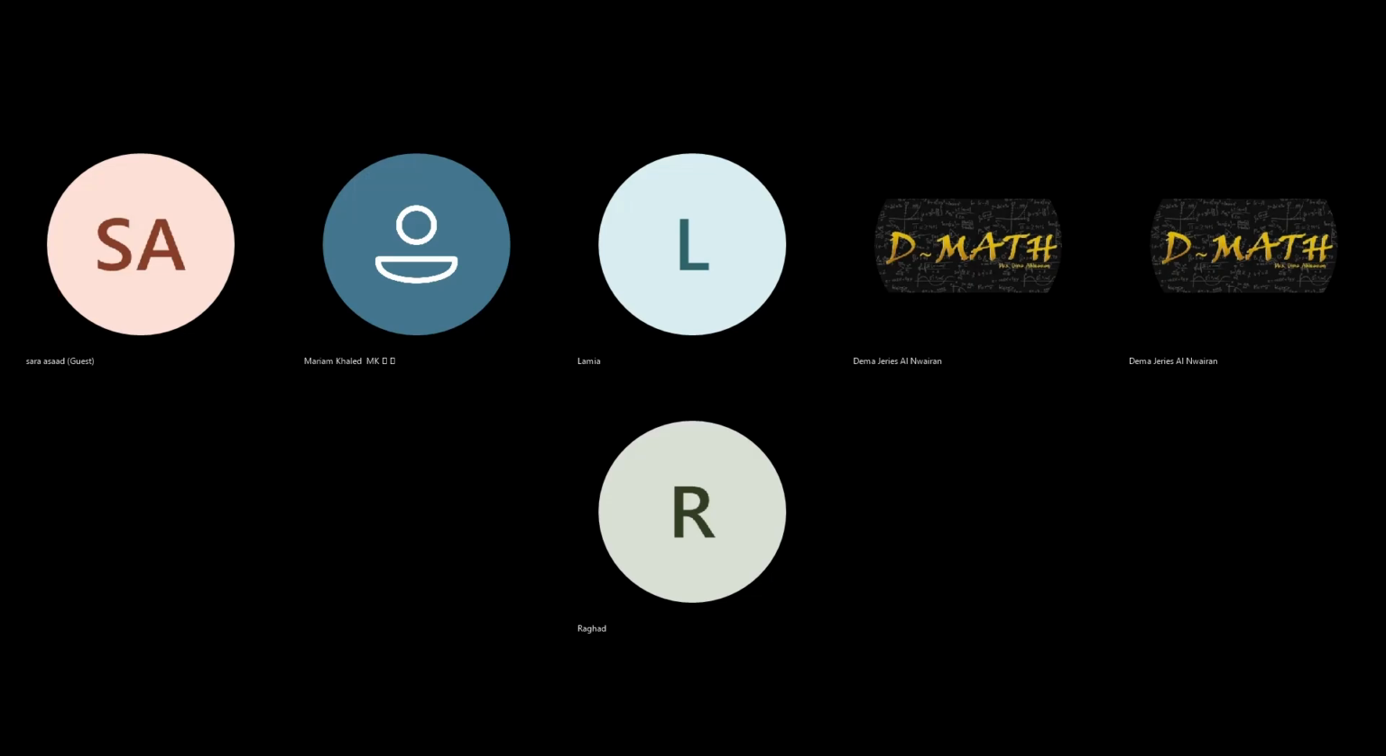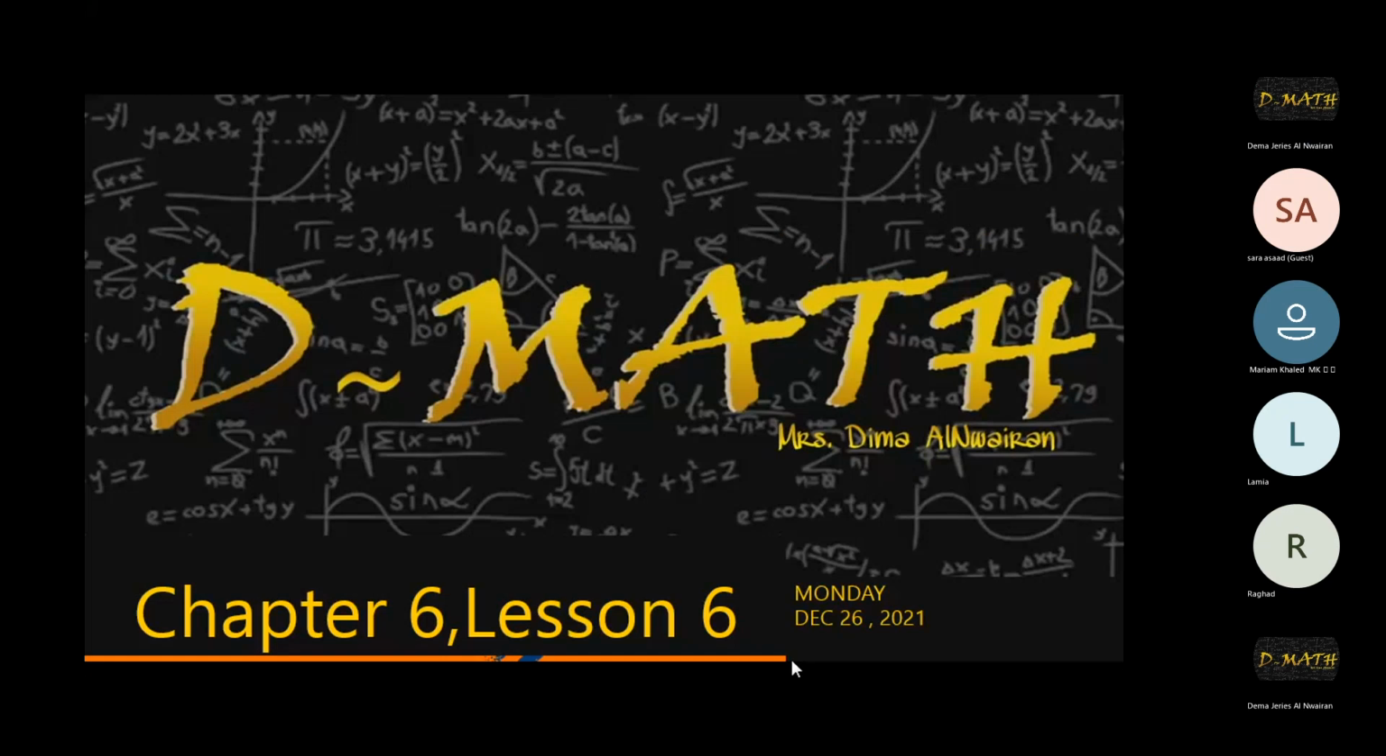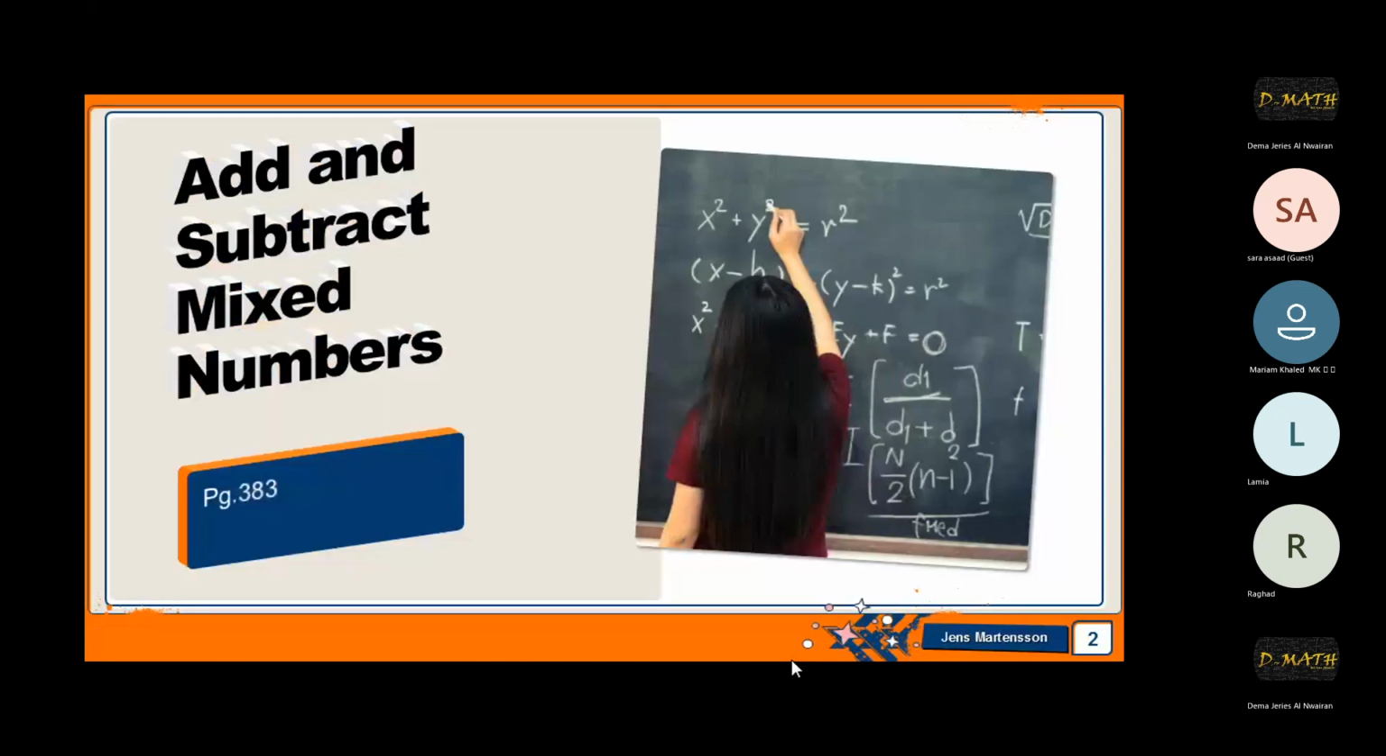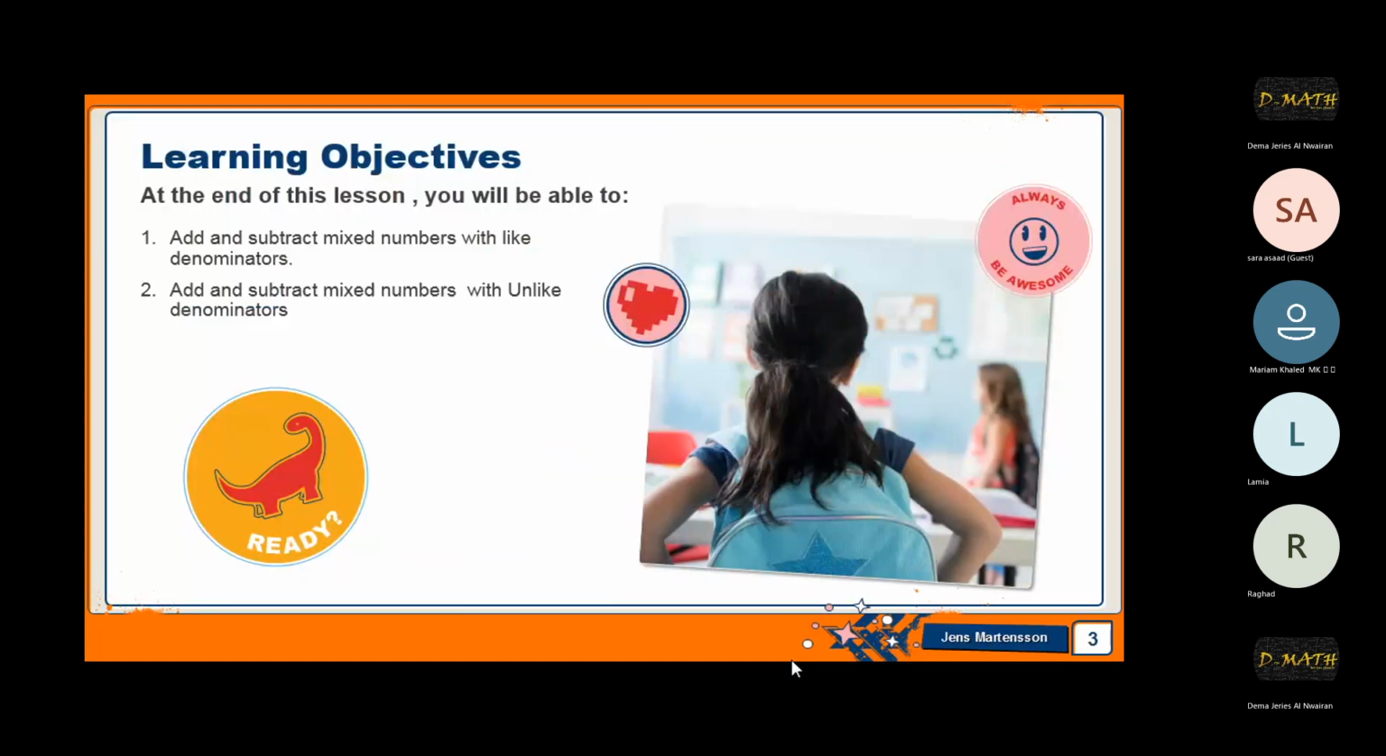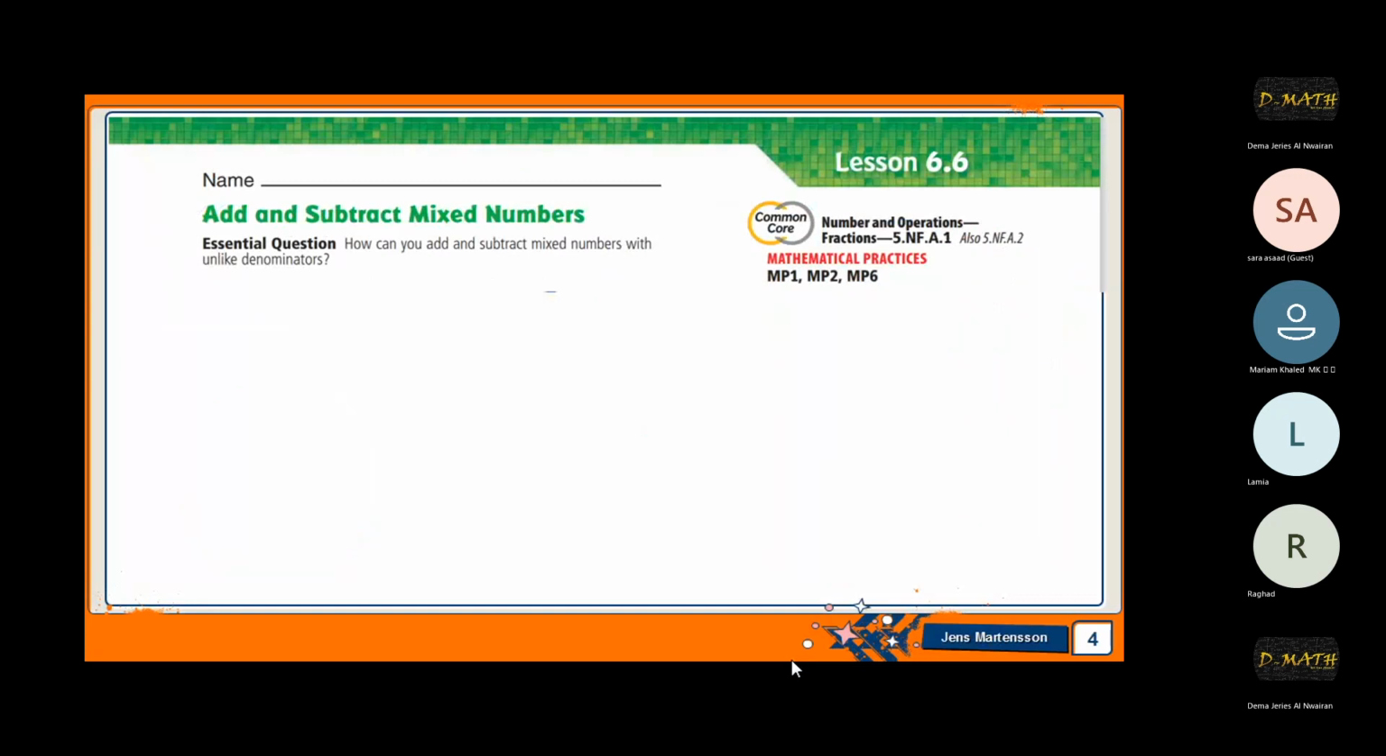Good morning. Today we're going to start chapter 6, lesson 6, which is about adding and subtracting mixed numbers. Now all of you please open your book, page 383. At the end of this lesson, you will be able to add and subtract mixed numbers with like denominators and with unlike denominators. We started talking about them before.